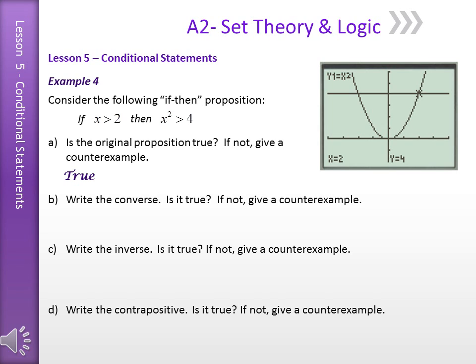Write the converse. Is it true? If not, give a counterexample. Now we have, if x squared is greater than 4, then x is greater than 2.